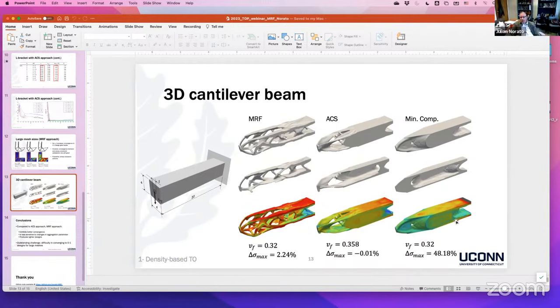So I can say that for the minimum compliance design, it does make sense to have more of a box structure because it gives you more moment of inertia, so your stiffness increases. As for the difference between the MRF and the ACS, I'm not sure.